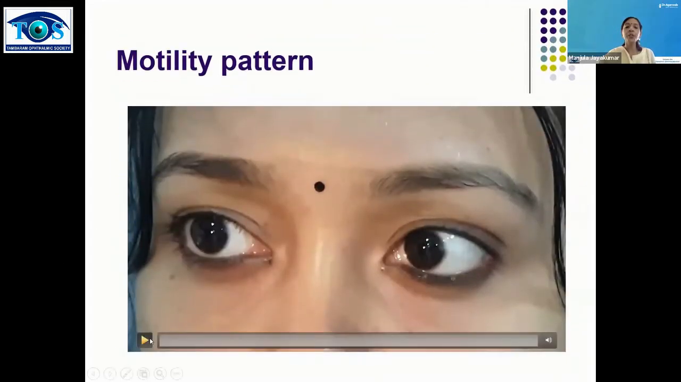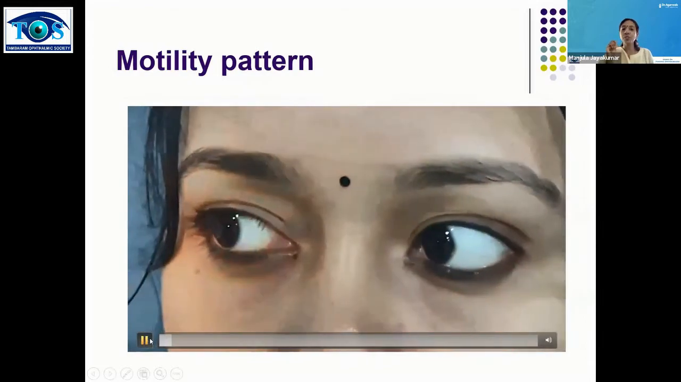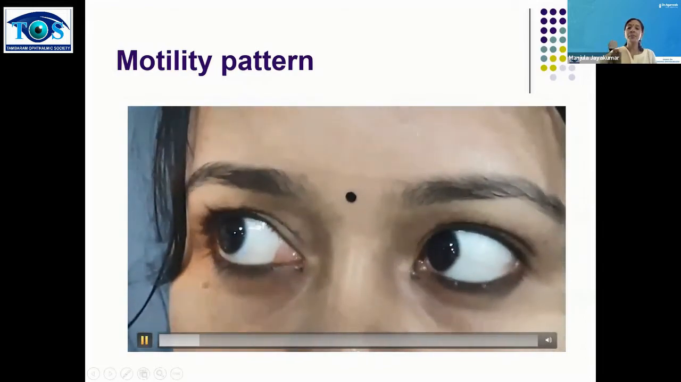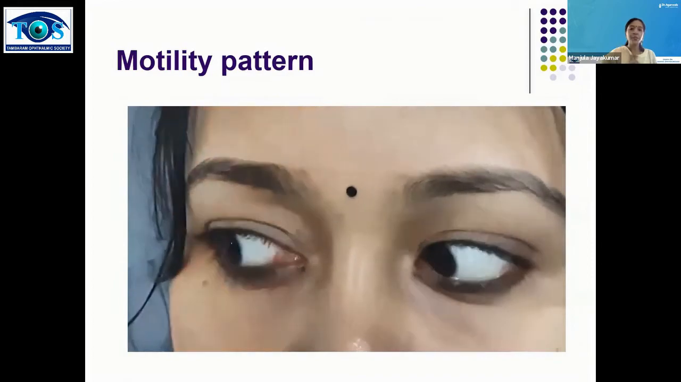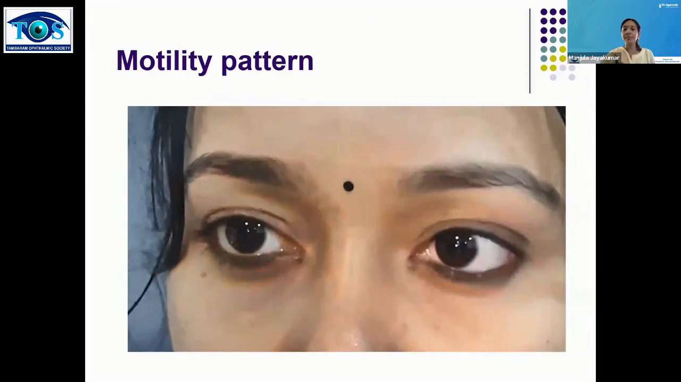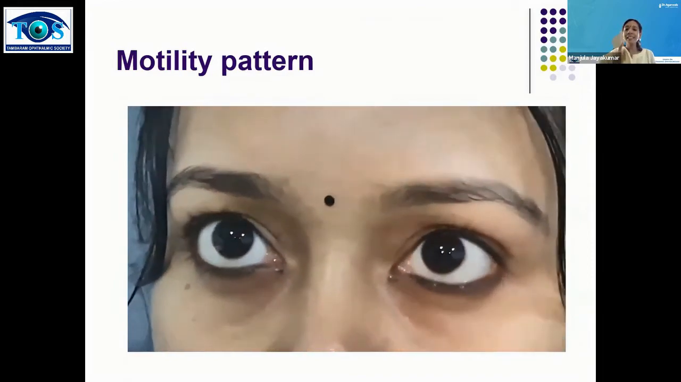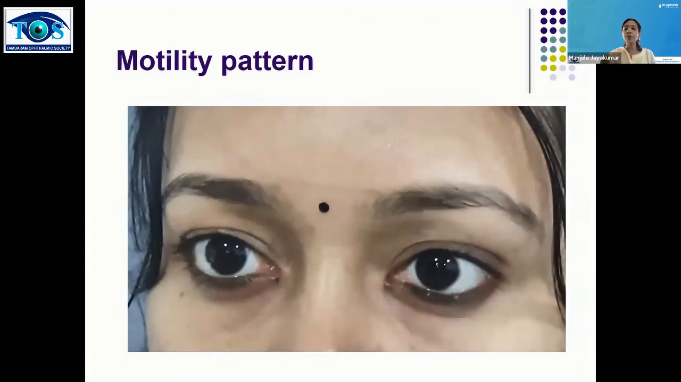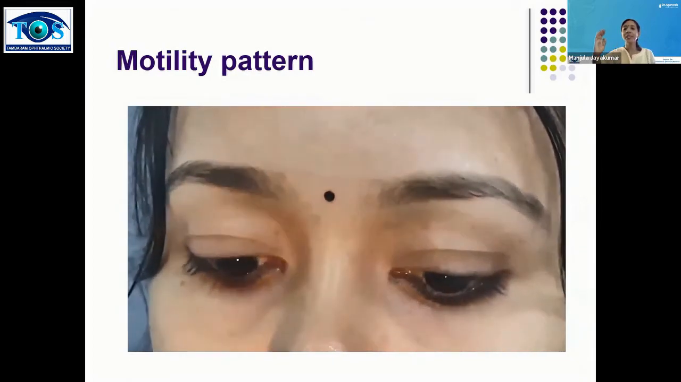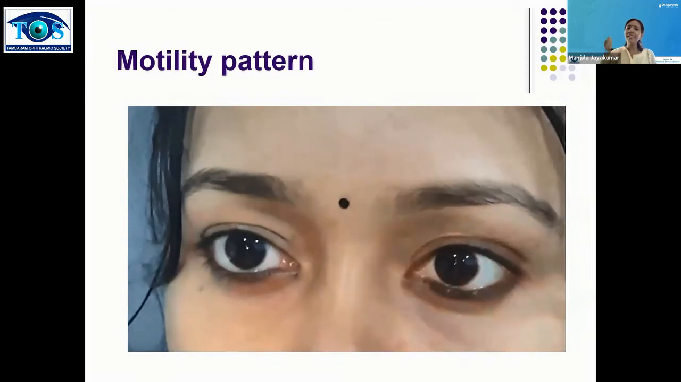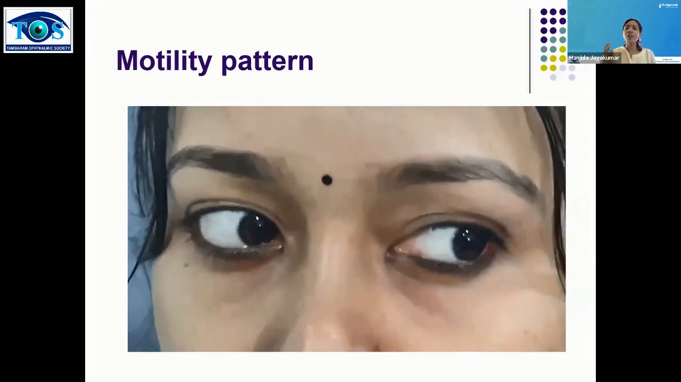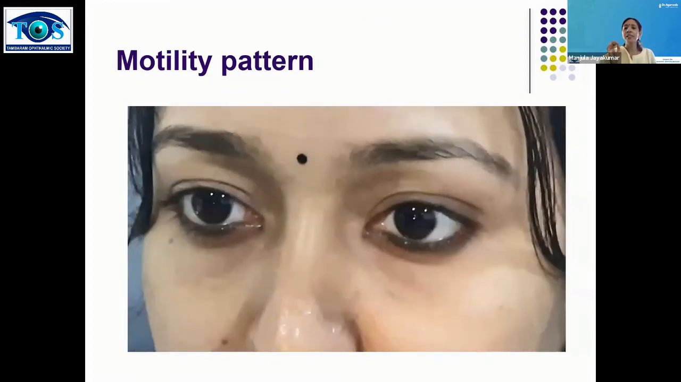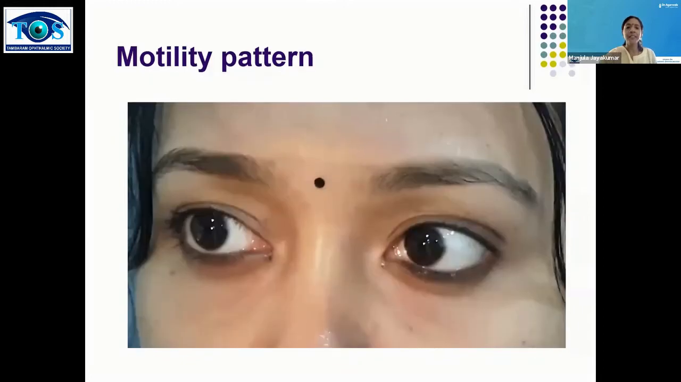Motility pattern. How do you assess the motility pattern? Use your torchlight and assess the motility. Don't take it too far away. You have to observe the light reflex in both your eyes and see it in an H pattern. See how beautifully the eye is pursuing the light. So the entire motility can be assessed with gentle, simple maneuvers to bring out your abnormalities.